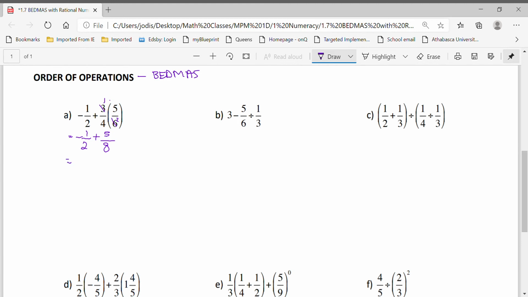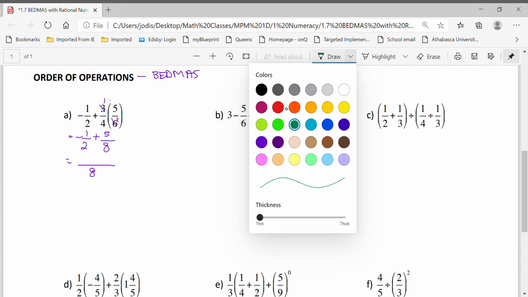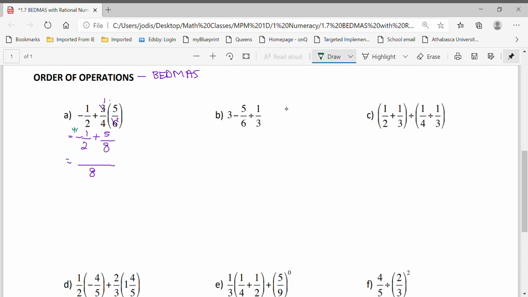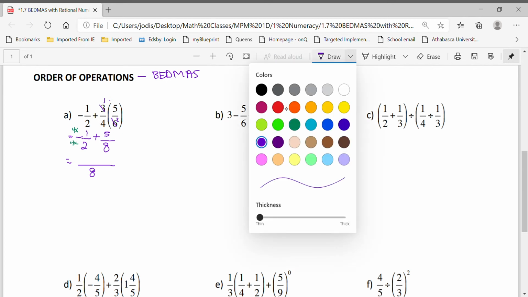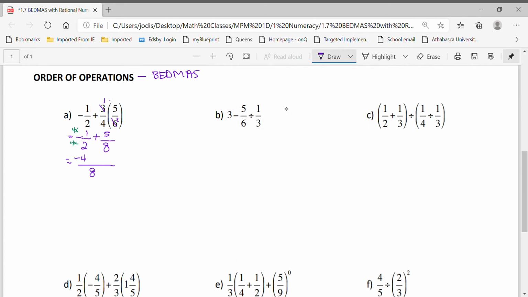Okay, so on our next step, now we're adding, so we're going to need that common denominator. So again, draw your line. 8 would be our common denominator in this case. And then right over here, we want to multiply everything on this side by 4. So 4 times -1 is -4, plus 5. So -4 plus 5 is going to give me 1/8.